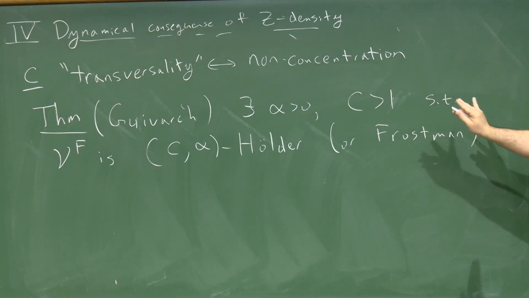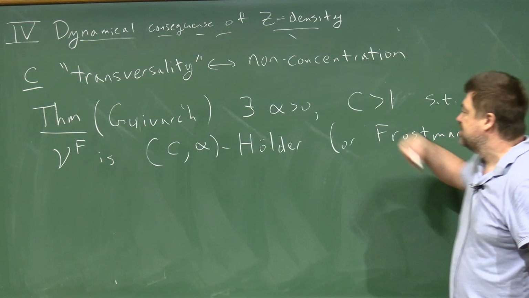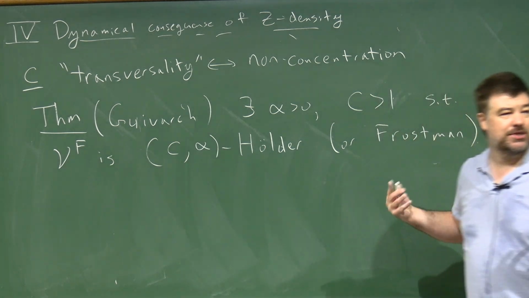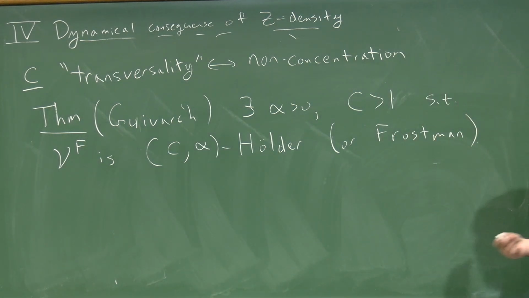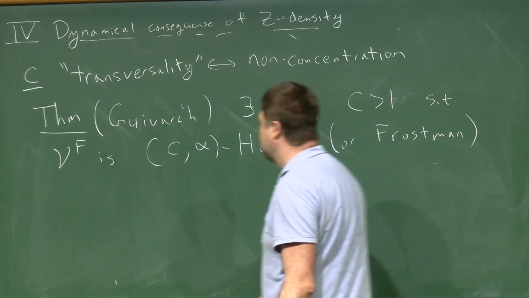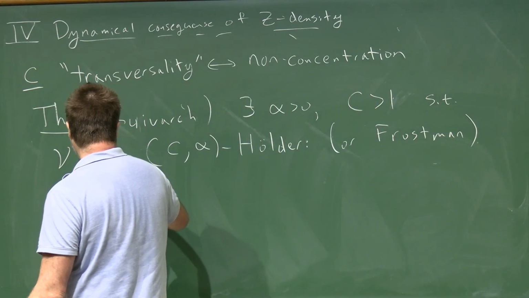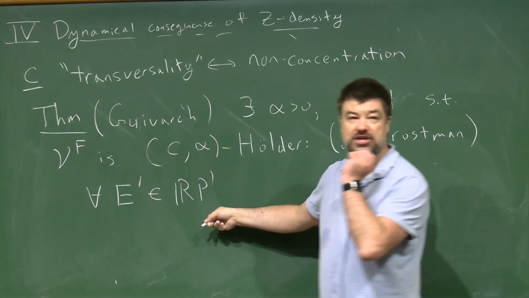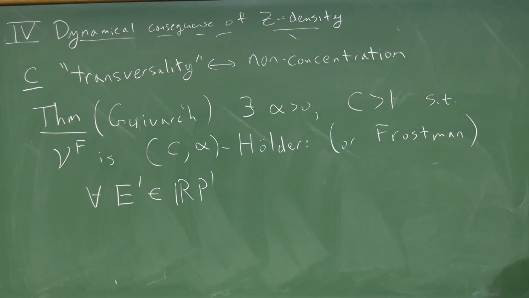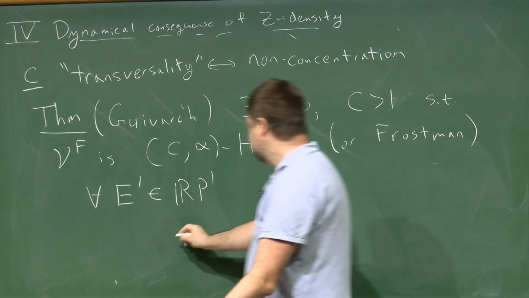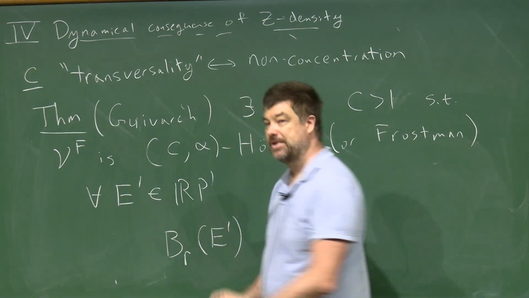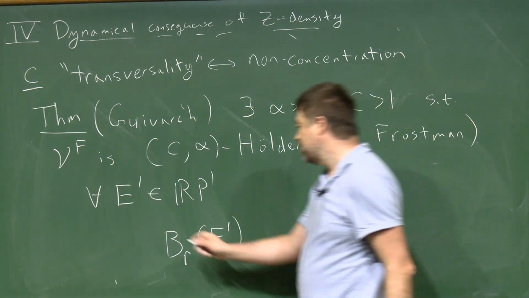And I'll tell you what C alpha Hölder means in a minute, but if you're C alpha Hölder, you know you have dimension at least alpha. This is something much stronger than just having some Hausdorff dimension. So what does C alpha Hölder mean? It means that for all E prime in RP1, so this is a measure on projective space, pick a point and look very, very close to that point and ask how much of the measure is concentrated there. So let's take the ball of radius r centered at E prime, and let's measure that ball.